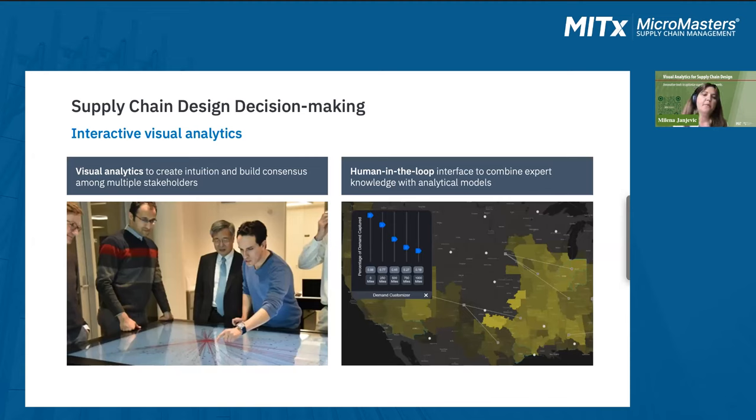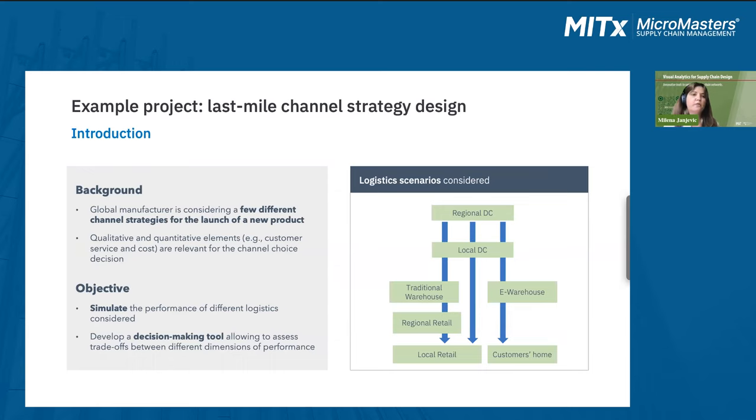Now, to give you one example of how we perform this type of visual analytics in a very concrete case, I will take an example of a project I worked on recently, where we had one global manufacturer that was launching a new product in a new market, and they were trying to decide between multiple channel strategies. They were considering three channel strategies: home delivery, traditional, or direct transportation, where they would bypass a number of steps. And these are shown here on the chart.